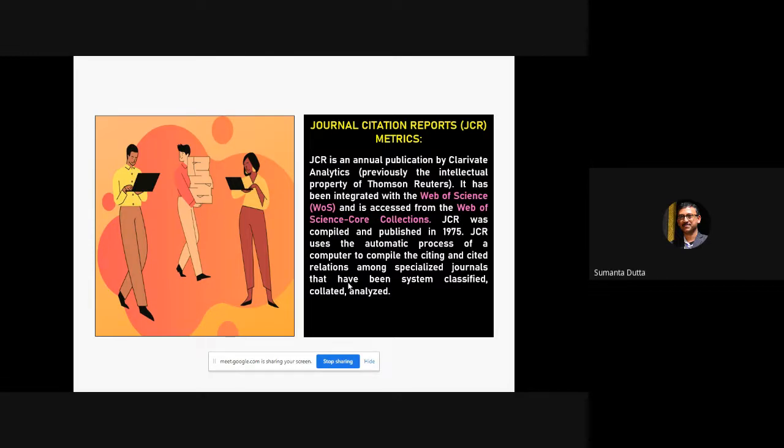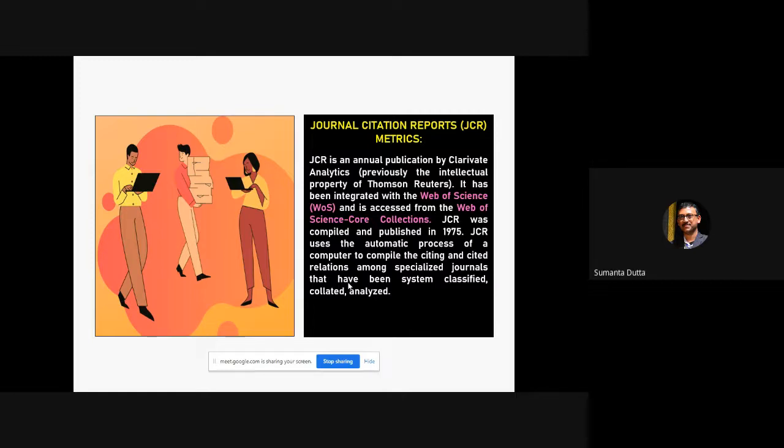Okay, and JCR is a byproduct of SCI, that is Science Citation Index. Now, JCR was initially launched in 1975. Right now they incorporate more than 42 lakh references and 40,000 journals. Source literature actually. So this JCR is considered to be one of the most important things.